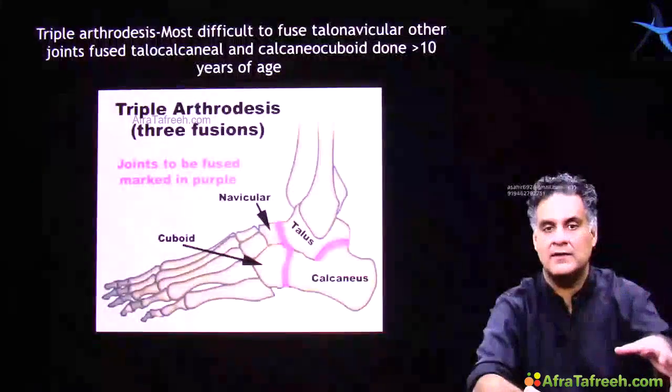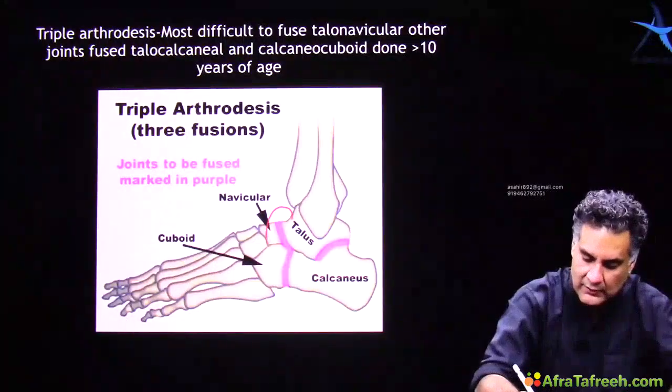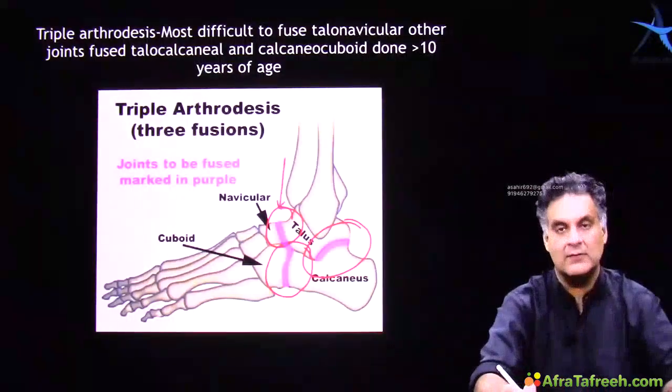But when you go beyond 10 years, you do fusion of 3 joints. The talonavicular, talocalcaneal, calcaneocuboid. And it is the talonavicular joint which is the most difficult to fuse.